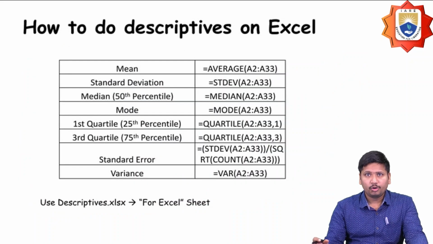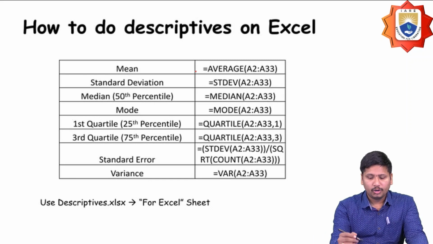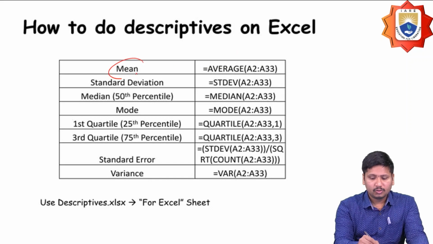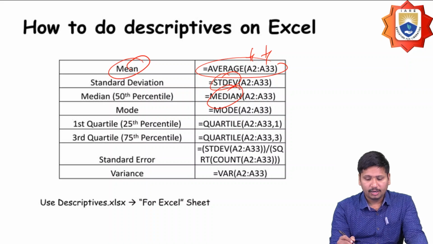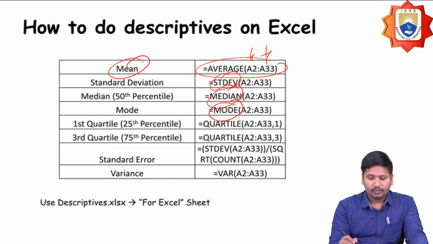Then how do we do descriptive statistics in Excel? If I open Excel, the mean is calculated as the average of a particular row to a particular row. Similarly for standard deviation we have the function STDEV, and the median is also a function. For calculating the mode we have a function, then the first quartile, the 25th percentile, under quartile, and then standard deviation and variance like this.